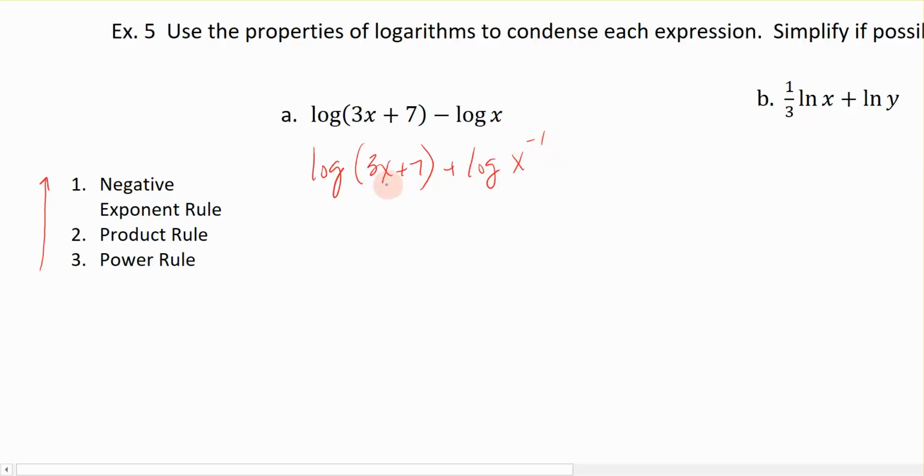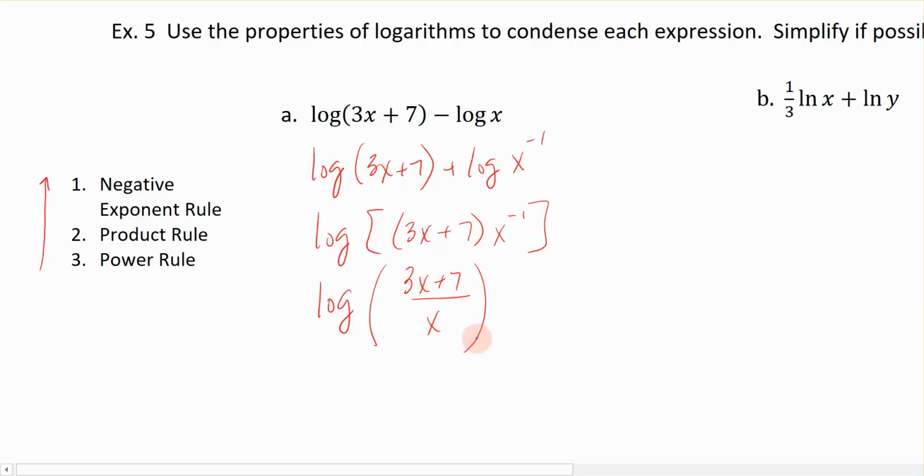Now we apply the product rule. Remember, the product rule says that if my log term is the exact same, then I can write it as a single argument, 3x plus 7 times x to the -1. So I'm just multiplying these two terms together here in this argument position. Now I apply the negative exponent rule. In other words, I'm going to take this portion that has the negative exponent in it and move it down into the denominator, because when I move the position of the base, it changes the sign of the exponent. So this is 3x plus 7 in the numerator and x in the denominator. And that's one way that you could condense this expression.